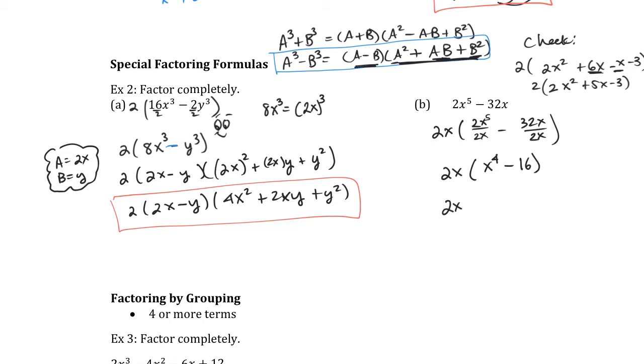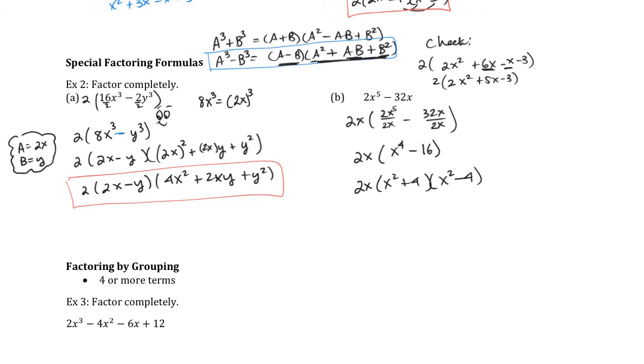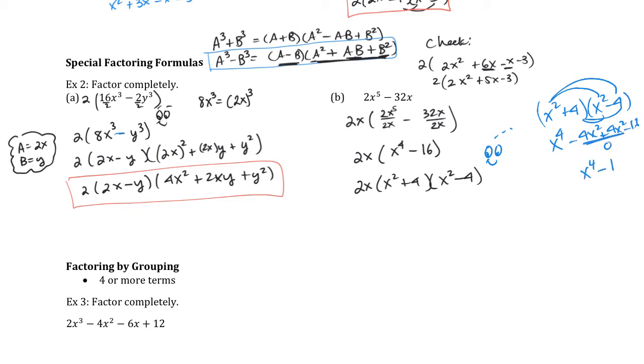And now this is a perfect square. We have x squared plus 4, x squared minus 4, and you can just double check that in your head. Multiplying that out, x squared times x squared, that's x to the 4th. And then minus 4x squared and plus 4x squared and minus 16. The middle stuff adds up to 0, so we'd get x to the 4th minus 16. So I factored that correctly, but I'm not done.